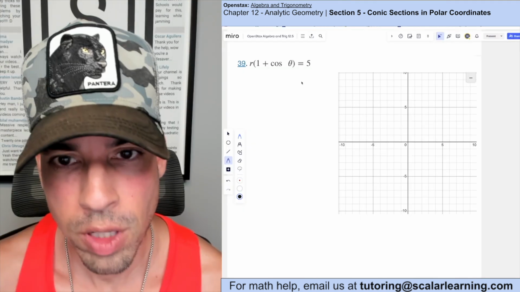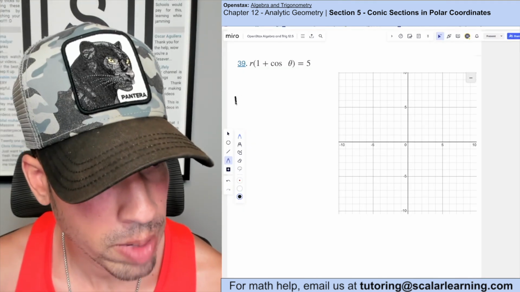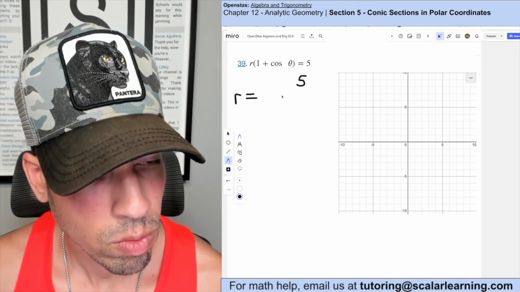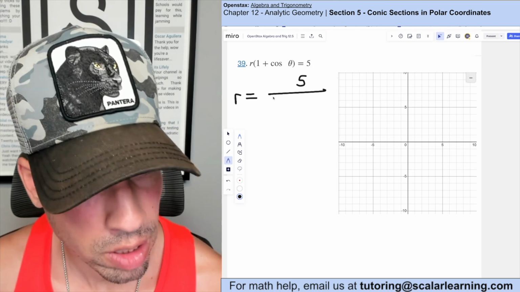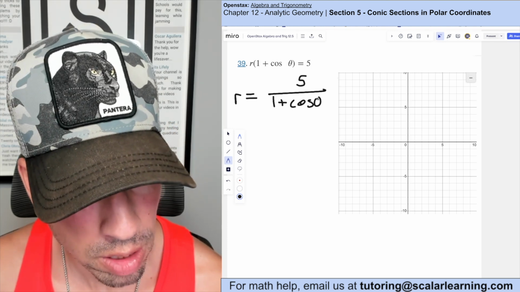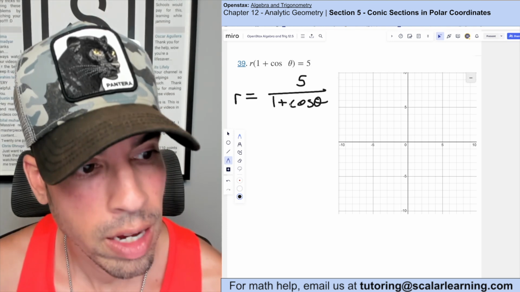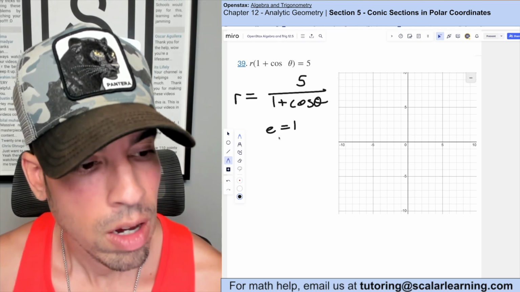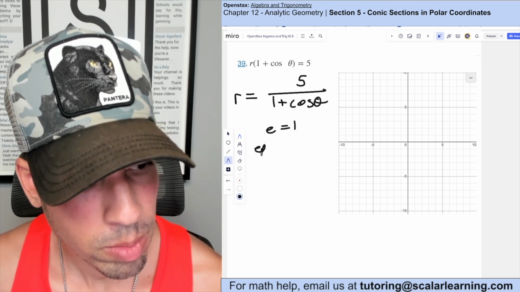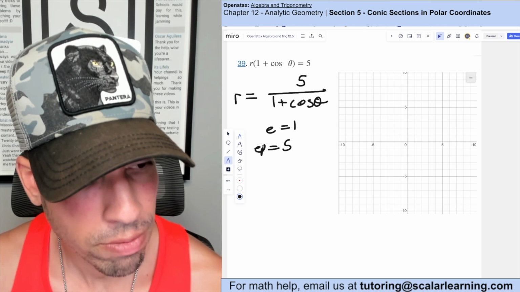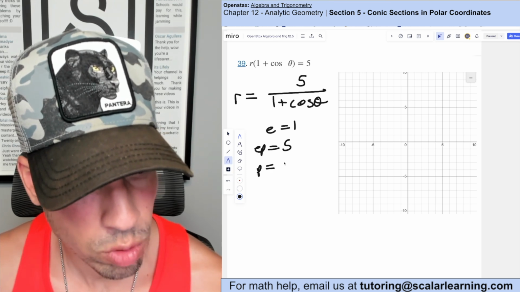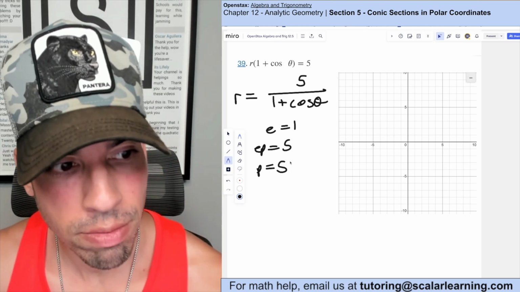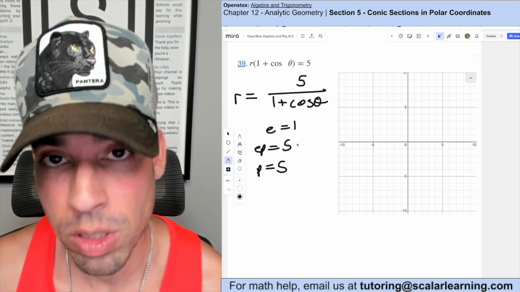Done. So for this one first, let's get it into our nice format. We're going to divide the right-hand side by 1 plus cosine theta. So we got 1 plus cosine theta. Now it's in our nice standard form. And I know that my e value is 1, right? It's right in front of here. And since I know that e times p is equal to the numerator of 5, and since e is 1, p is equal to 5. And with an e value, an eccentricity of 1, we know this is a parabola.